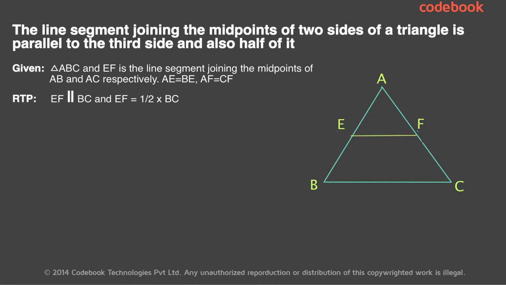Next, we will look at some theorems involving triangles. Here we have been given a statement which says that the line segment joining the midpoints of two sides of a triangle is parallel to the third side and also half of it, right? So we have been given a triangle ABC, and E and F are midpoints of AB and AC respectively, and the line segment EF is joining those two midpoints. We are required to prove that EF is parallel to BC, which is the third side, and also EF is half of BC, so it is half of the third side.